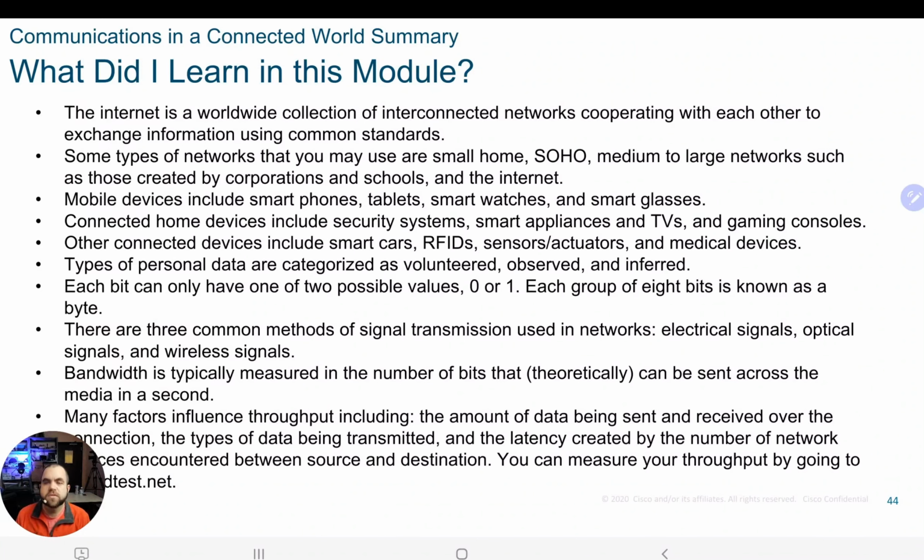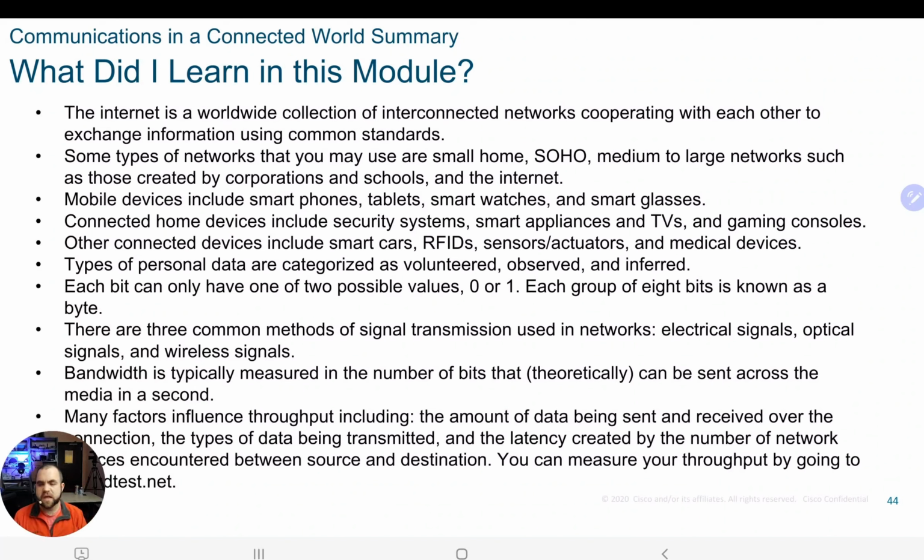First and foremost, the internet is a worldwide collection of interconnected networks that cooperate with each other and exchange information using common standards. That's the book definition. Basically, the internet is a series of computers that we talk to, whether those are servers, clients, or P2P. It's a collection of things that are interconnected, which means they can all talk using the different methods that we talked about. Some of the types of networks that you might run into would be small home, small office, home office, medium to large, or worldwide networks.